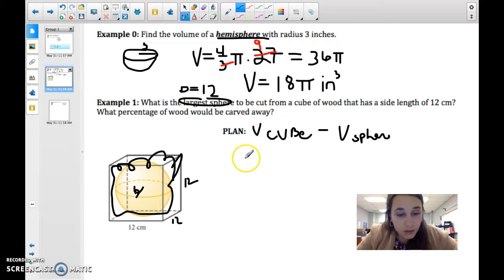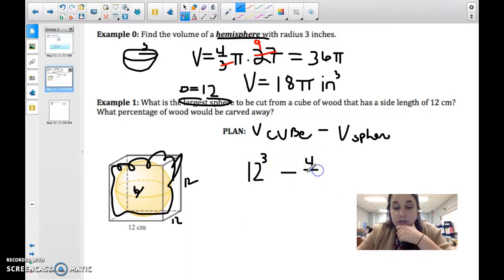Okay, so the volume of a cube is the area of the base, which is 12 times 12, times the height, which is 12. So that's just 12 cubed, wouldn't you know it? That's where that comes from. And then the volume of the sphere is 4/3 pi r cubed, and r is 6.